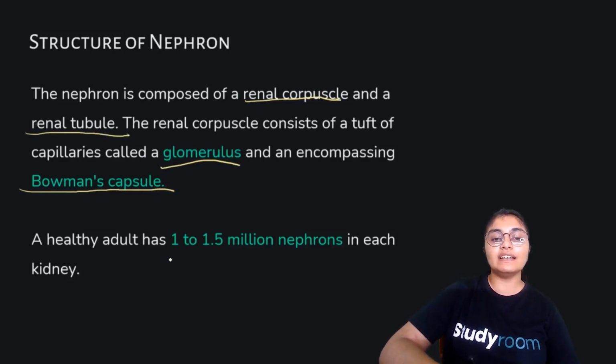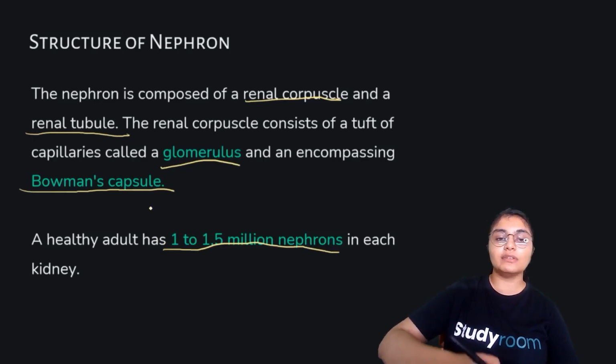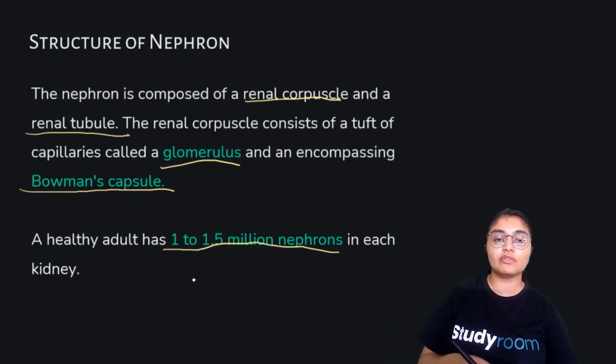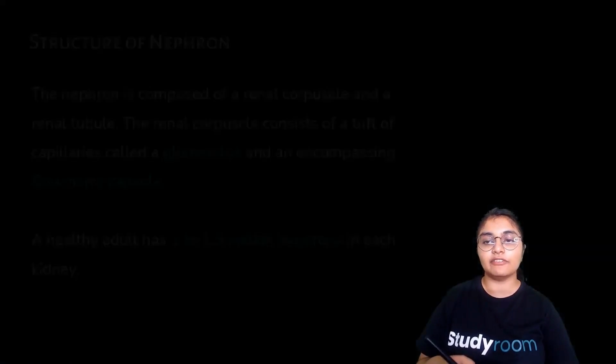A healthy adult has 1 to 1.5 million nephrons in each kidney. So if you are asked how many nephrons are present in a kidney of a healthy adult, you'll have to mention that it is 1 to 1.5 million nephrons.